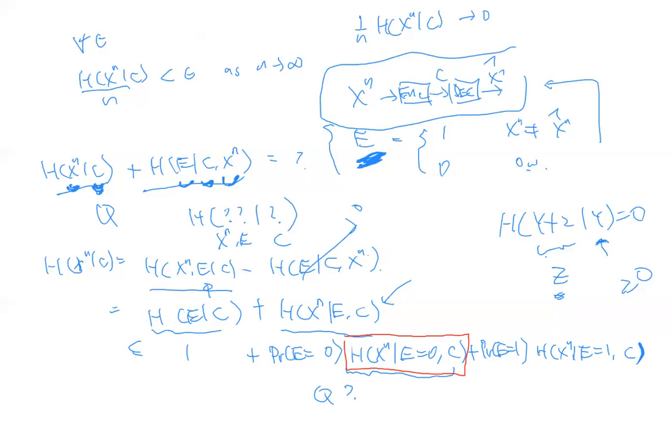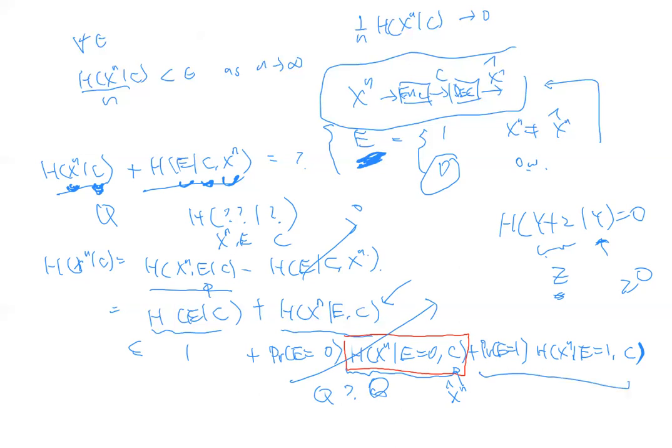Yes, actually it's the same argument as earlier, but probably a longer argument. When E equal to 0, it means there's no error. And we know C, so we know X^n hat. When there's no error, X^n is just equal to X^n hat. So given X^n hat, X^n doesn't have any additional information. So this will be just equal to 0 here. So this term is gone, and we only have this term here.